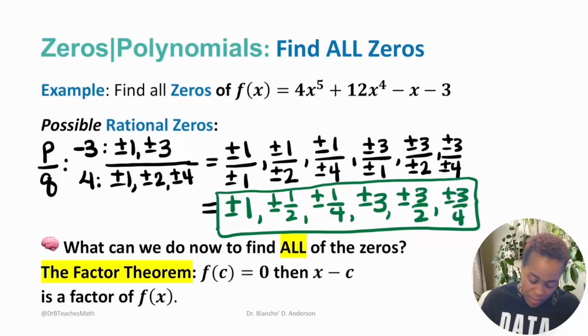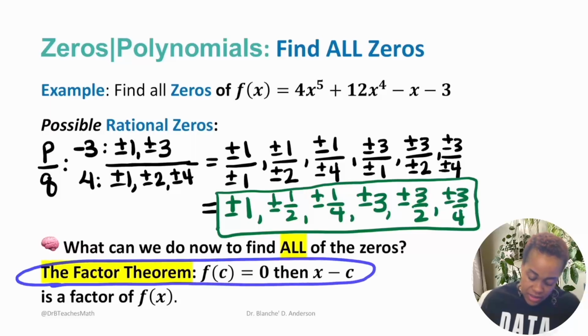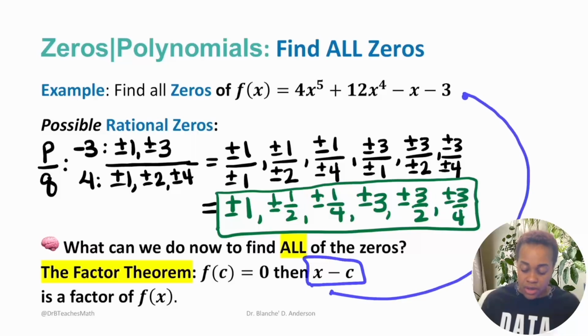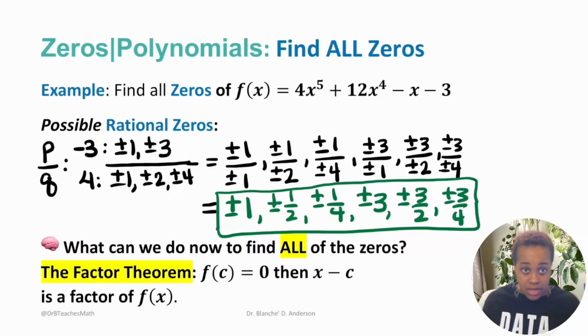Now, we're going back. If we find that one of these values here is a 0, then that means we can write it like this and it becomes a factor of our f of x. Let me say it again. If we find that one of these zeros is a factor, meaning if I plug it into my f of x and I end up with 0, that means I can write it as x minus whatever this c is, and it's a factor of f of x. So how do we test that?